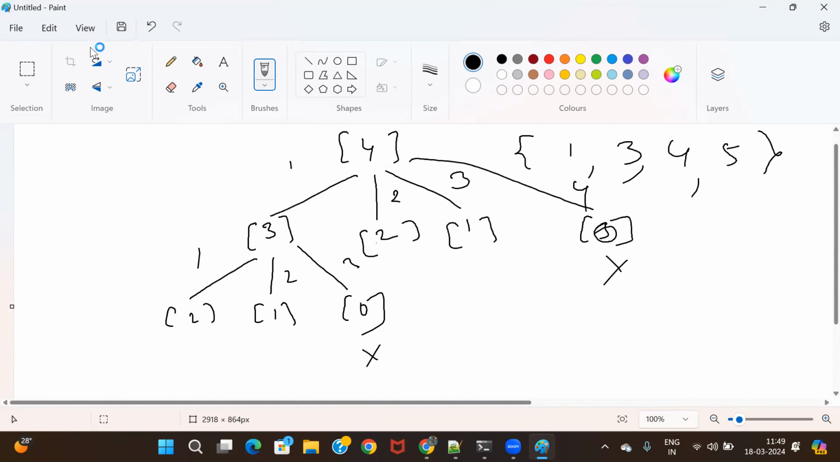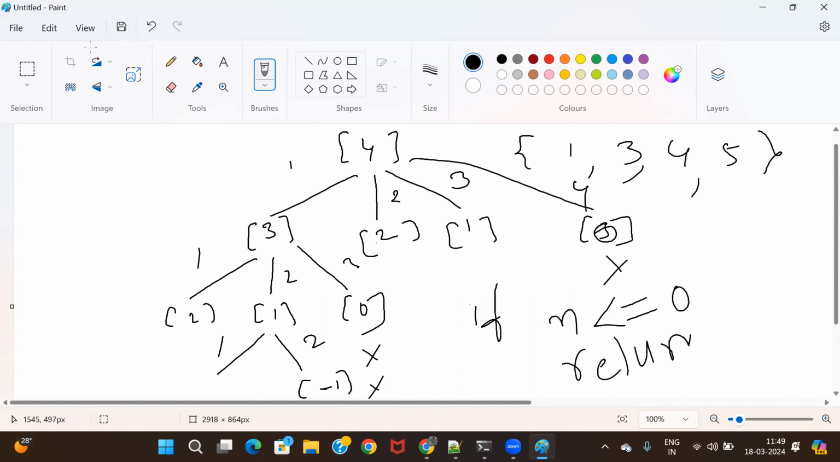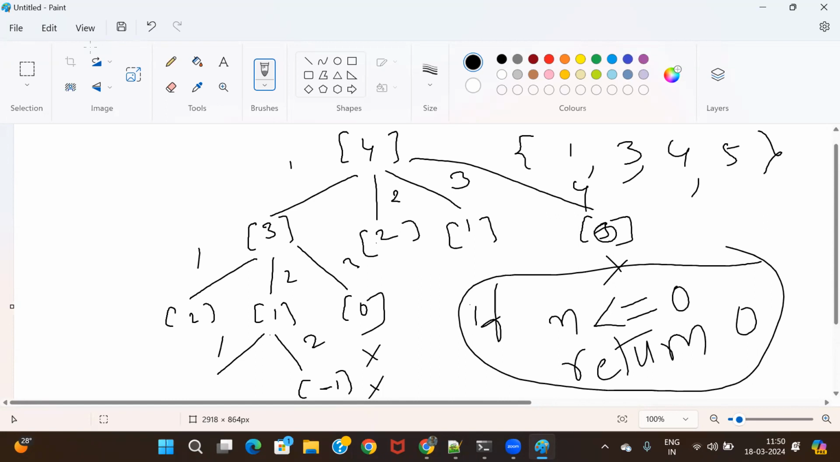Now, here the remaining length is 1. You can cut a piece of 1. If you cut a piece of 2, length becomes -1. So this is one more exit point. How can I make it a statement for exit? If length of the rod is 0 or less than 0, then don't proceed further. There is no rod to cut. And this is the exit condition.